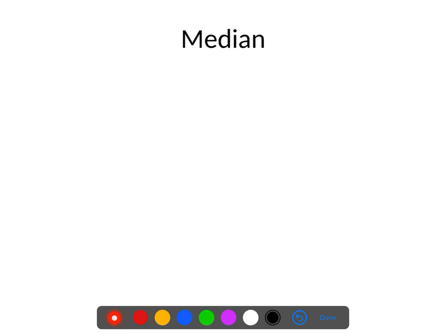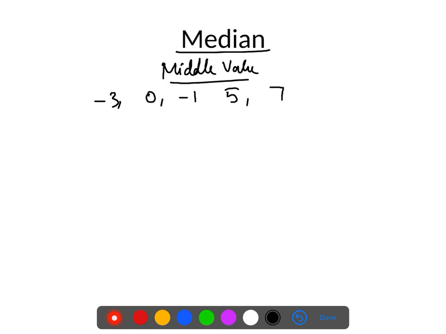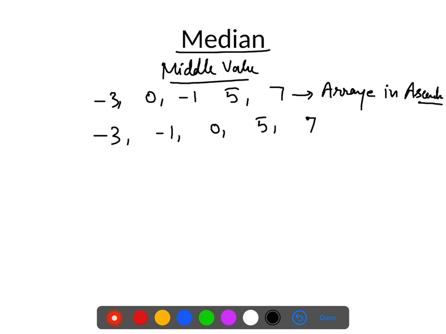Okay, next let's move to the next topic, that is median. Median is the middle value. Let's take a set of numbers: -3, 0, -1, 5, 7. First task is to calculate the median: arrange them in ascending order. Okay, arrange them in increasing order. So -3 smallest, -1 next, 0, then 5, then 7.